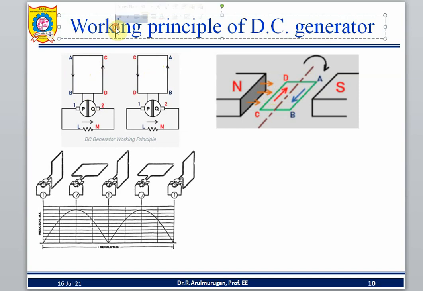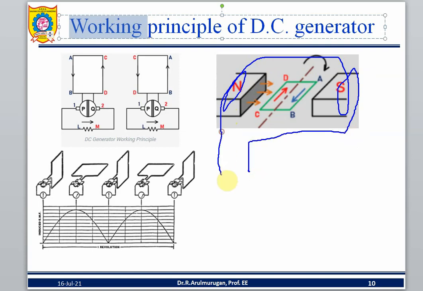Okay, then what is the working of the DC generator? Working is very simple. This is the fixed part, and this is the rotating part. This is the field coil, and this is called the armature coil. When you give the power supply to the field coil, F1 and F2, which method? Separately excited method, or self-excited method, I give the power supply.